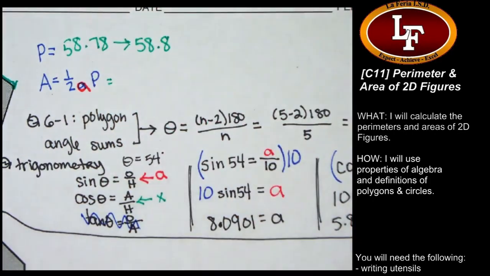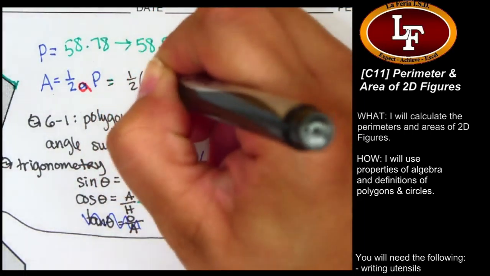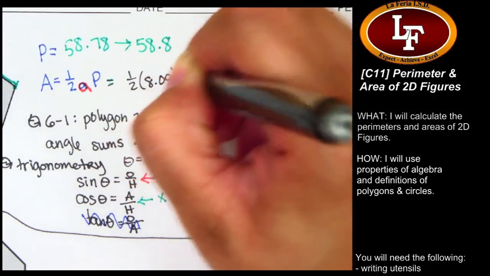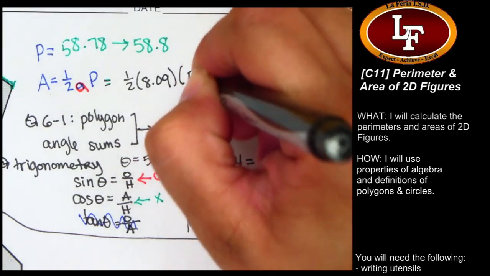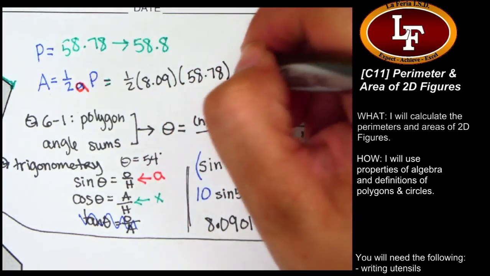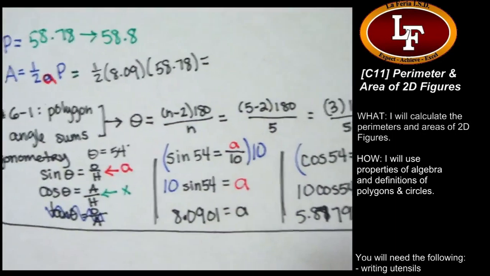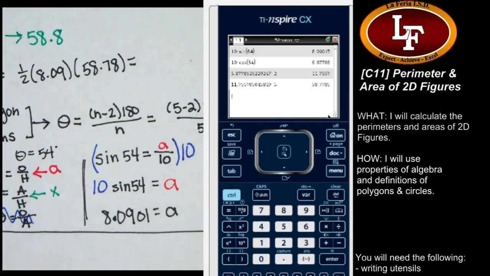So, let's use the right color here. 1/2 times the apothem, which I calculated at 8.09. Again, I started to do some rounding, times the perimeter, which I calculated at 58.78. You can use this one or the fully rounded version, whichever you prefer. And we're going to go into our calculators.